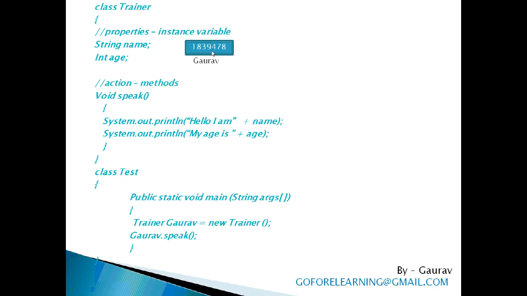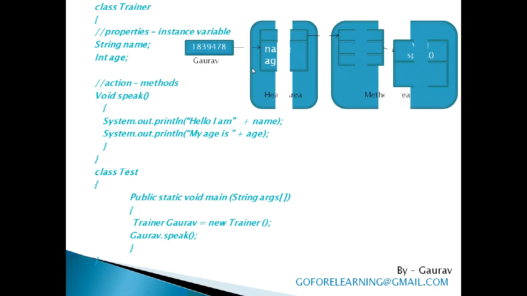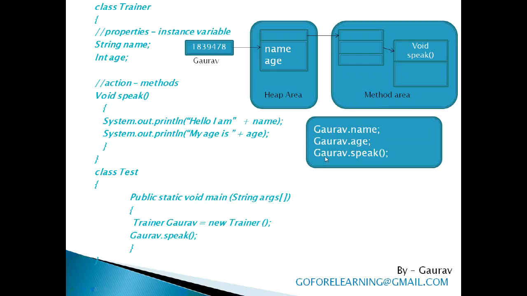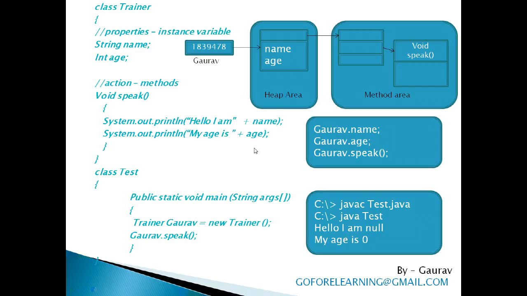This returned number is stored into the variable Gaurav. Hence, Gaurav is a reference variable storing the reference number which refers to the object location in memory. Using the reference variable Gaurav, we can refer to the instance variables and methods as Gaurav.name, Gaurav.age and Gaurav.speak. If we don't initialize these instance variables, the Java compiler adds some additional code to assign default values. For example, String name will be null and int age equals 0. Hence, the output of this program is like this.